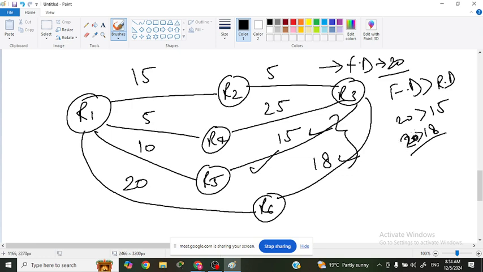Is it clear? Subhajit: Yes, sir. Great, but which one will be the feasible successor? This one will be the feasible successor, because here the total distance is 15 plus 20 plus 10, so the total cost is 25, and here it is 38.